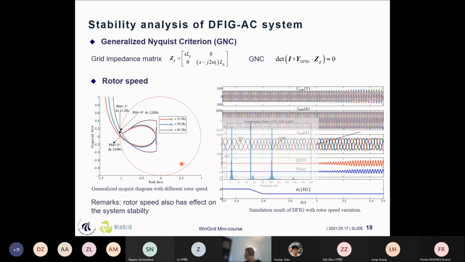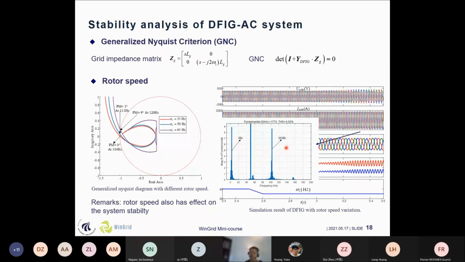When we change the speed from the super-synchronous 40 Hz to the 35 Hz, we can see that there will be some oscillations. This is stable with one rotor speed, and this is with another rotor speed where it has some oscillations. We do an FFT analysis of these simulation results. You can see that there are two oscillation frequencies because the frequency coupling characteristic is asymmetric. These are 3 Hz and 103 Hz, which correspond with the Nyquist criterion. So it also validates that our mathematical model of the DFIG system is correct.